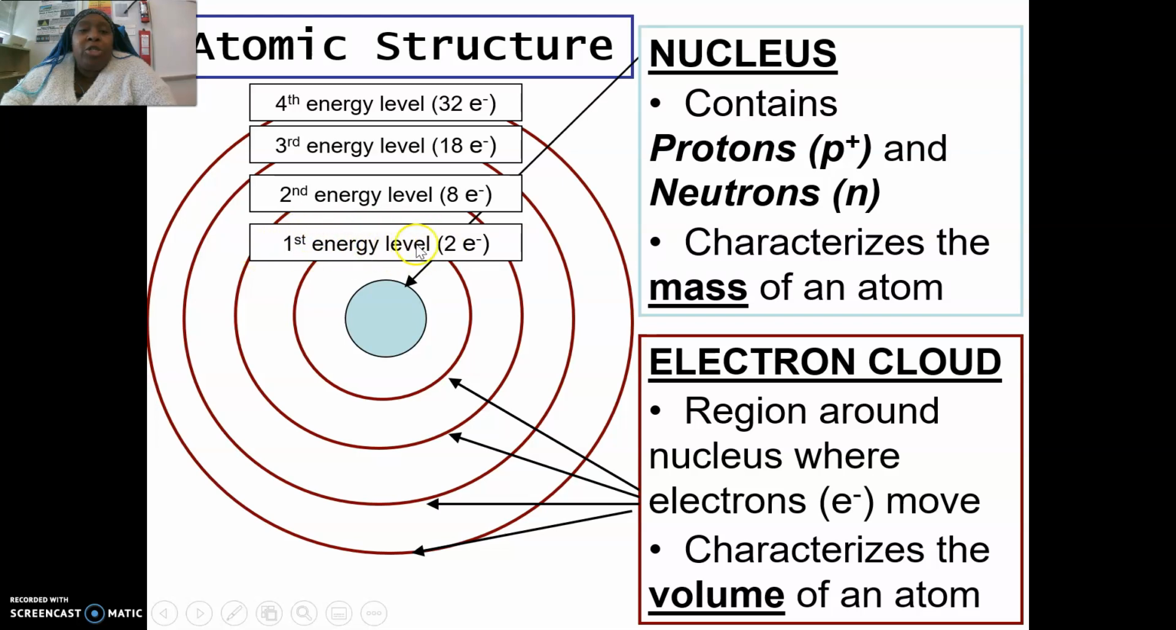So in the first energy level, it contains 2 electrons. In the second energy level, we're now up to 8 electrons. And then up in the third is 18 electrons, and then the fourth is going to be 32 electrons. This will come more in play when we start doing electron configurations and we start drawing some representations of what atoms look like.